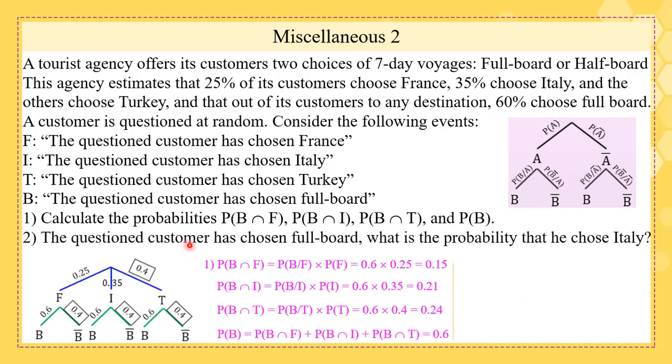Now the questioned customer has chosen full board. What is the probability that he chose Italy? This is a conditional probability. This would be the probability that he chose Italy, which is the probability of I given he chose full board. Applying the property, it will be 7/20.